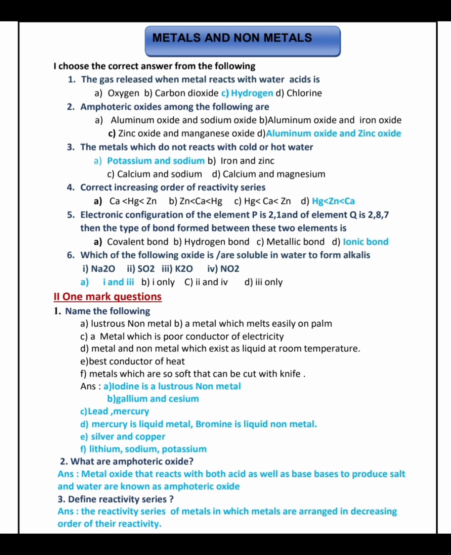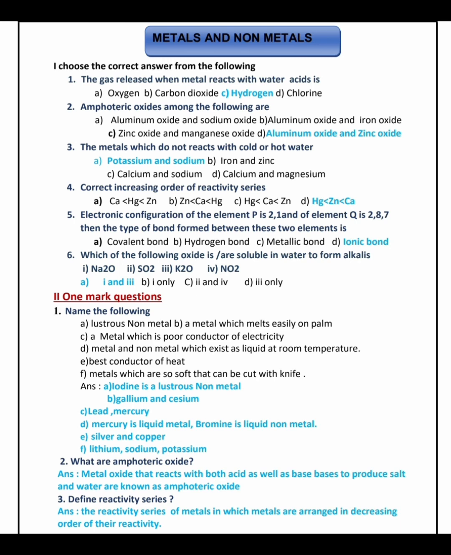1 mark questions. Name the following: A, a lustrous non-metal. B, a metal which melts easily on palm. C, a metal which is a poor conductor of electricity. A metal and non-metal which exist as liquid at room temperature. Best conductor of heat, metals which are so soft that we can cut with a knife. So here are the answers.